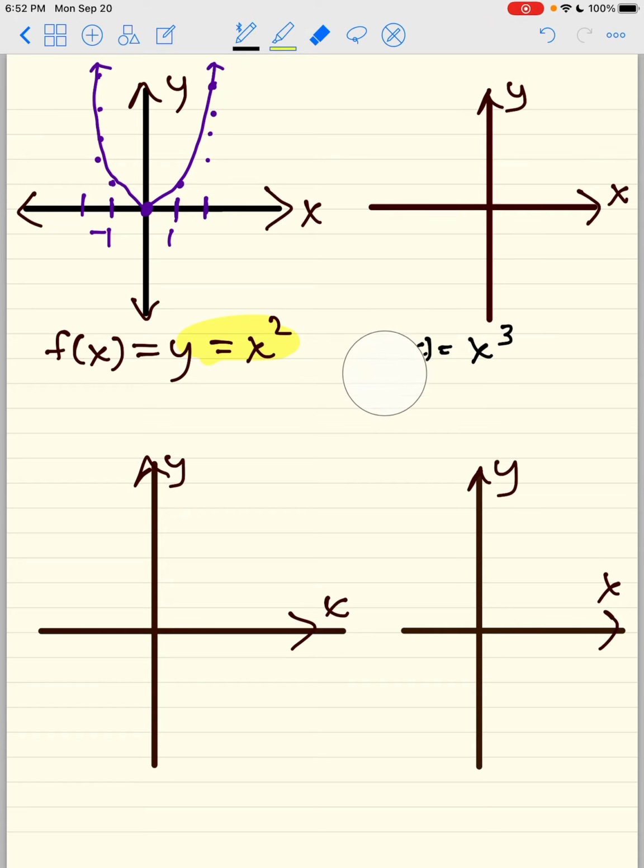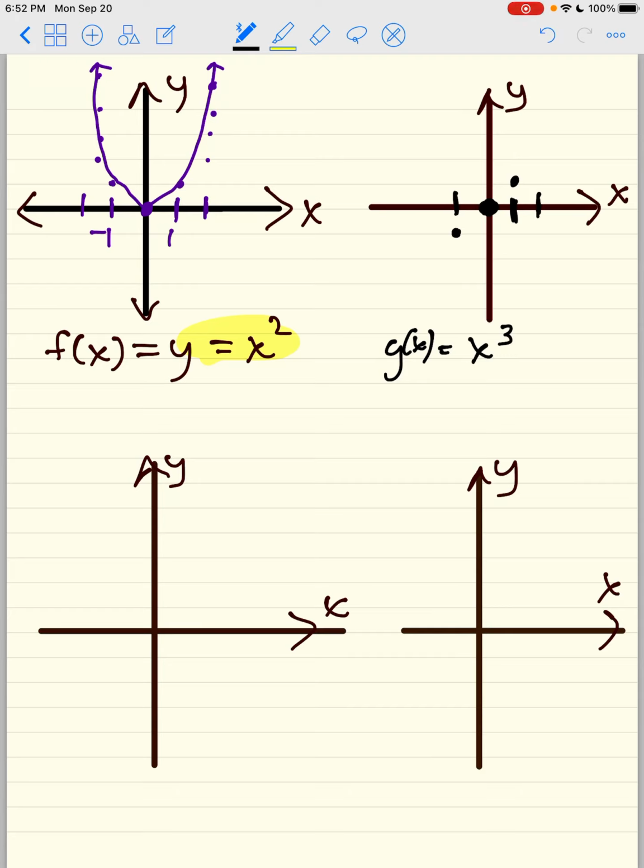by just picking some points. That should be g of x. So what happens at 0 here for g of x? g of x being x to the third power. 0 to the third is 0. What about 1? 1 to the third is 1. What about negative 1? Negative 1 to the third is negative 1.